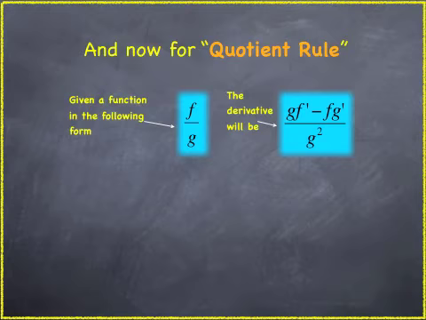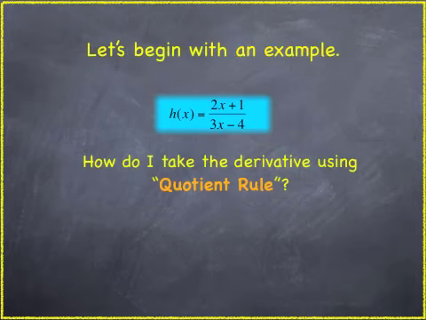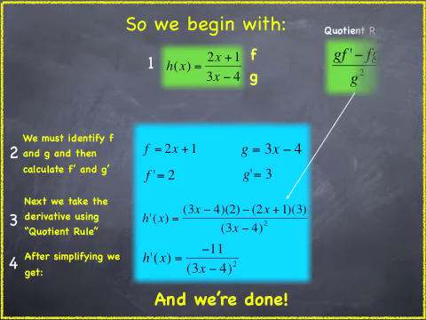So if you're given a function in the form f divided by g, then to take the derivative with quotient rule, you use the following: g times f prime minus f times g prime, over g squared. That's the rule. Okay, so here we have our example. How do I take the derivative using quotient rule when we have this situation?